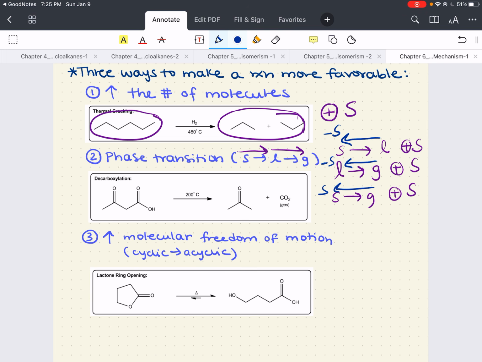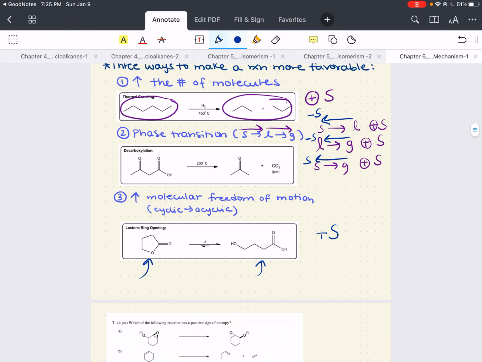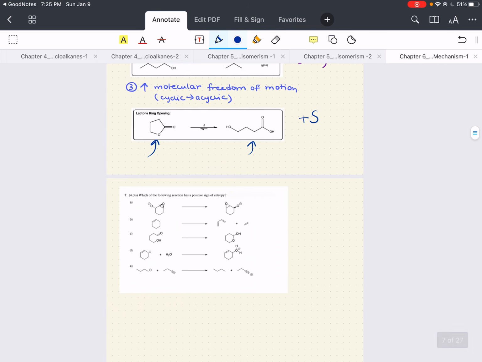The third pattern is your molecular freedom of motion. If you start with a cyclic molecule and you end up with an acyclic molecule, your reaction has positive entropy. If you go from acyclic to cyclic, then your reaction has a negative entropy. And the best way to really understand this is to do a practice problem.